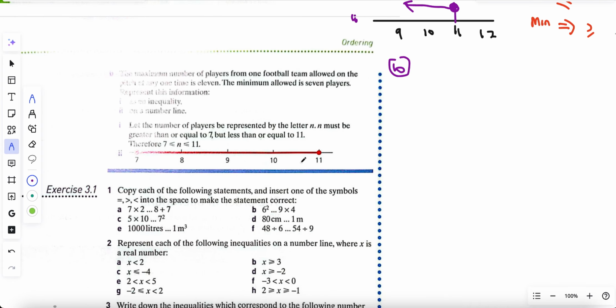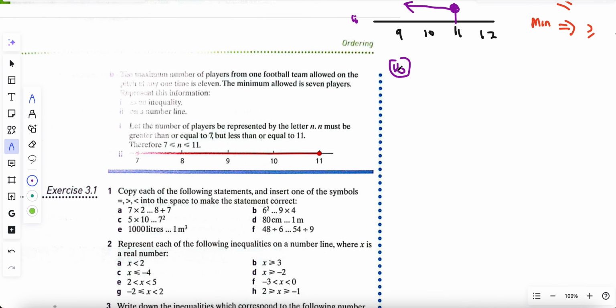Now, the second part, question number 4. Question number 4 says the maximum number of players from one football team allowed on the pitch at any one time is 11, which we know. The minimum allowed is 7 players. Represent this information as an inequality. So 4a is to show it as an inequality.